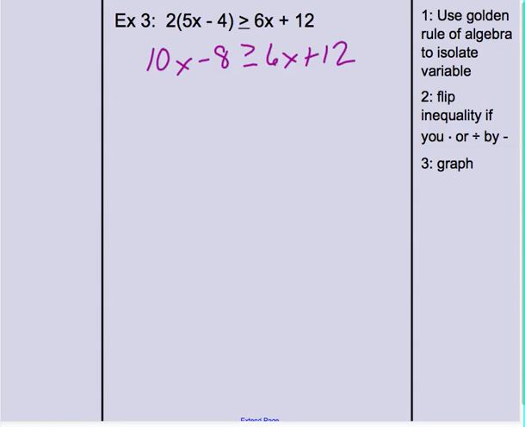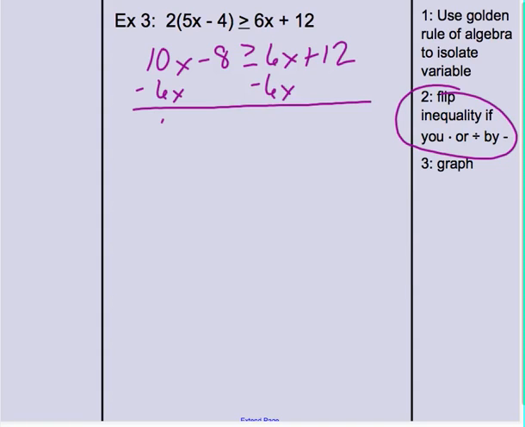In order to not have a negative variable so that we don't have to worry about this step, because that's a step that students tend to forget, when you are getting your variables together, when they're on different sides of the inequality, always move the smaller coefficient. So I've got a 10x and a 6x. So I'm going to move the 6x because it's smaller than 10.